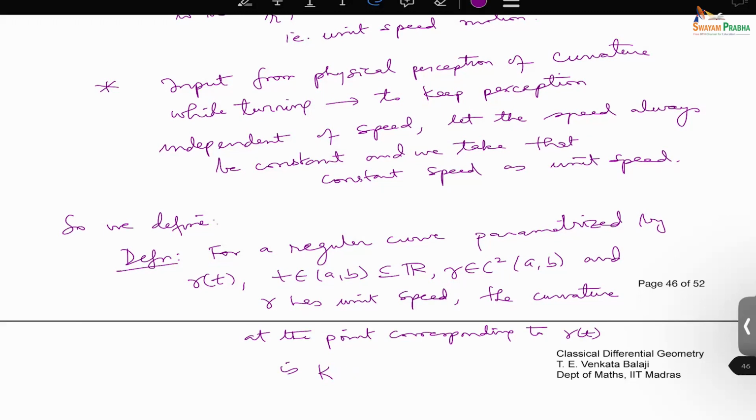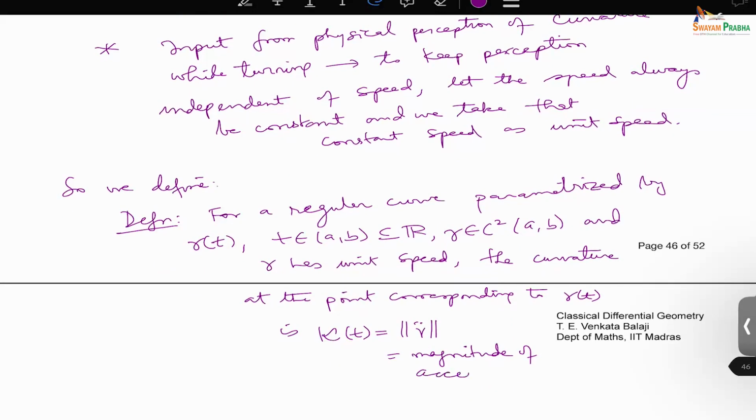So let me write kappa of t is equal to norm of gamma double dot, which is the magnitude of acceleration. Okay, so the magnitude of the acceleration for a unit speed curve at every point is the curvature. That's going to be the definition.